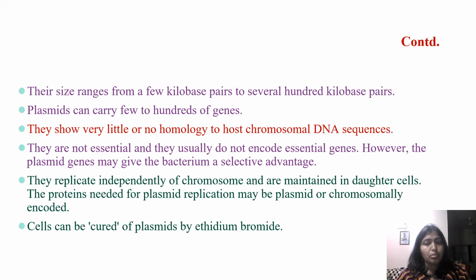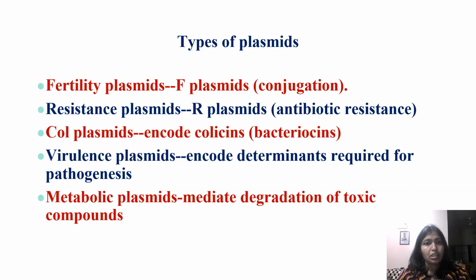So these are the different advantages and functions of plasmids. What does a plasmid do in a bacterial cell? They replicate independently of the chromosome and are maintained in daughter cells. The proteins needed for plasmid replication may be plasmid or chromosomally encoded. The cells can be cured of plasmid by ethidium bromide. These are the chemicals used, along with lysis procedures, when the plasmid is isolated.